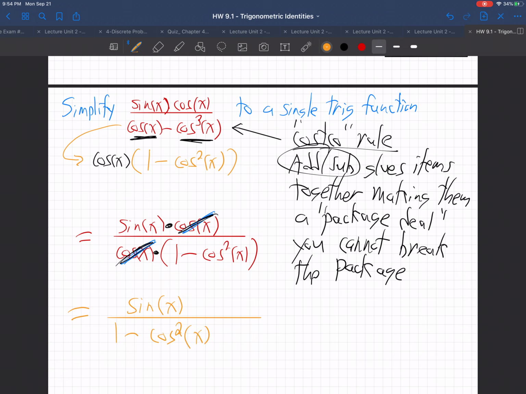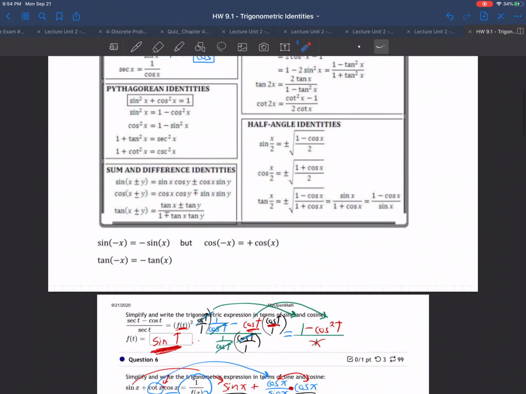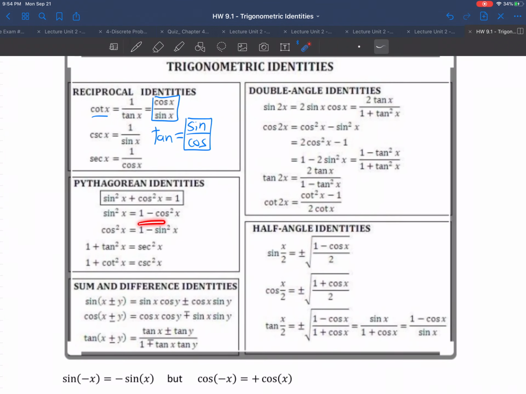What are we going to do now? Well, it's really important that this jumps off the page for you. That's going to come up a lot. 1 minus cosine squared. We can go back up here, way up here, to our formula sheet. 1 minus cosine squared, there it is. It's sine squared. So you want to recognize when you see 1 minus sine squared and 1 minus cosine squared, those are on our formula sheet. So 1 minus cosine squared is sine squared.